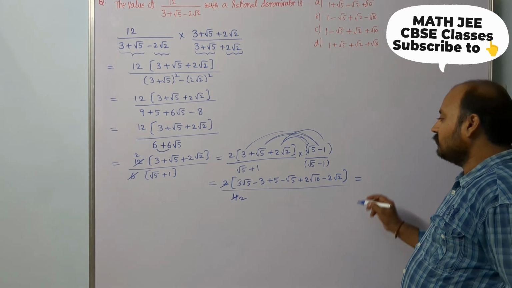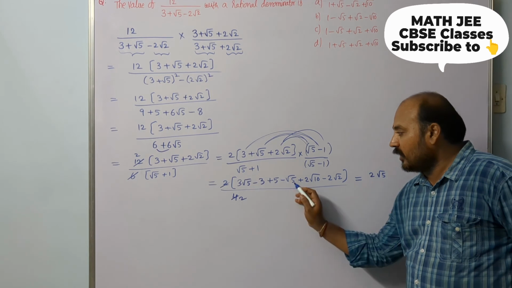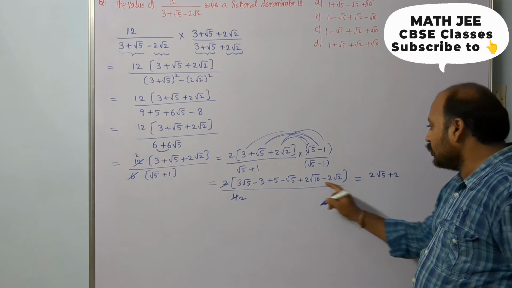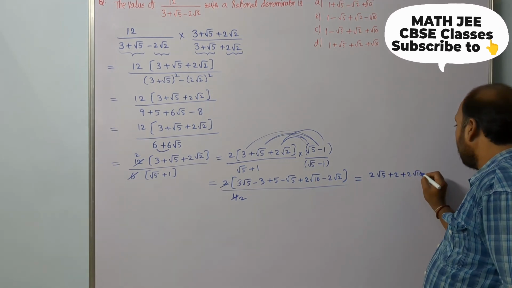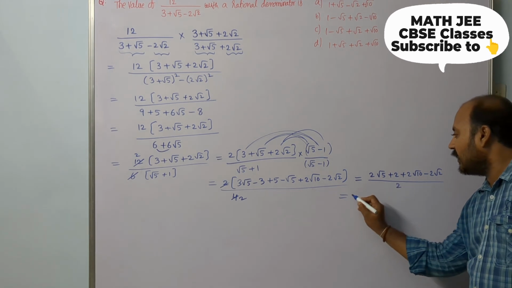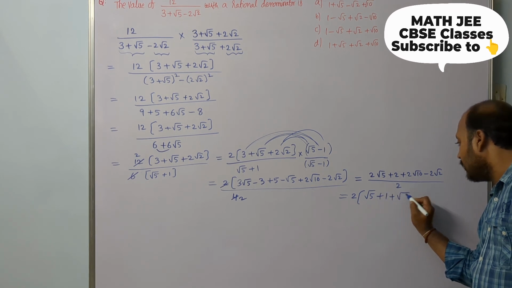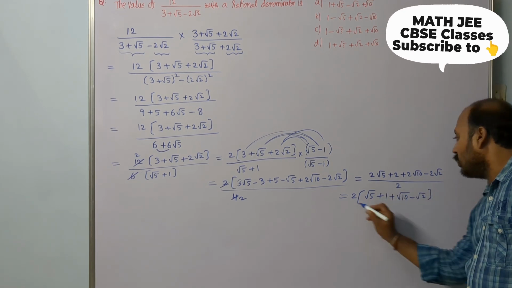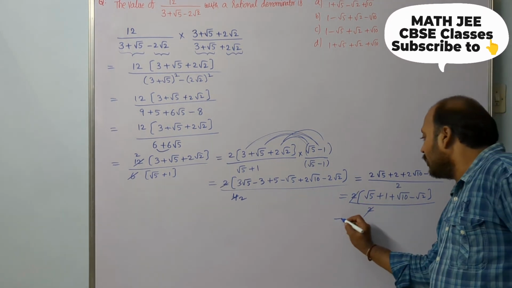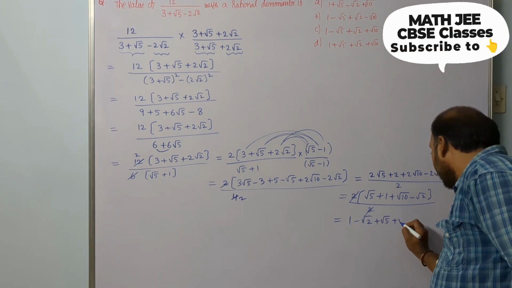Which is equal to 3 root 5 minus root 5, we'll bring it as 2 root 5. Next, minus 3 plus 5 is plus 2. Next, 2 root 10 minus 2 root 2, divided by 2. 2 take common and cancel from the numerator and denominator. Write in the order: root 5 plus 1 plus root 10 minus root 2, whole divided by 2. 2 will get cancelled, dear students. Now write in the order: first 1 minus root 2 plus root 5 plus root 10.